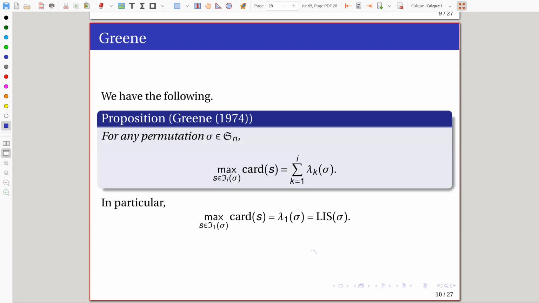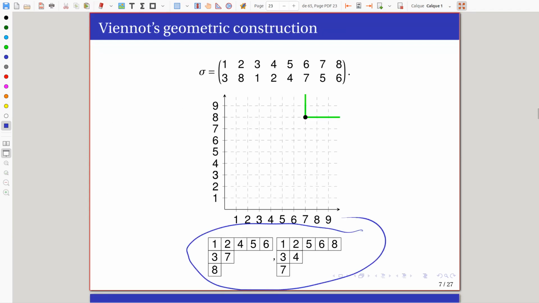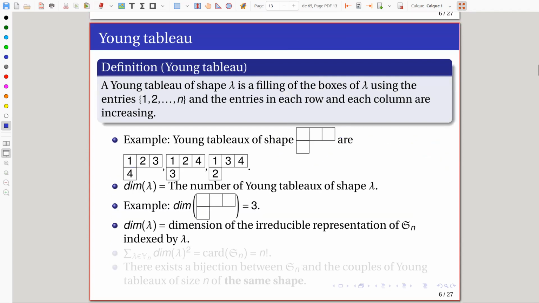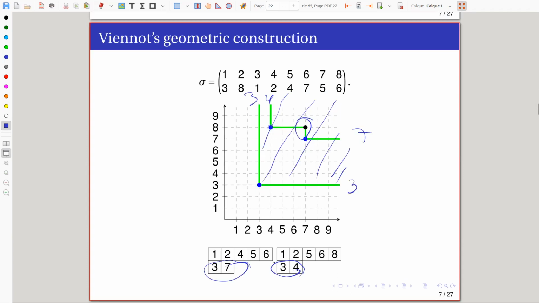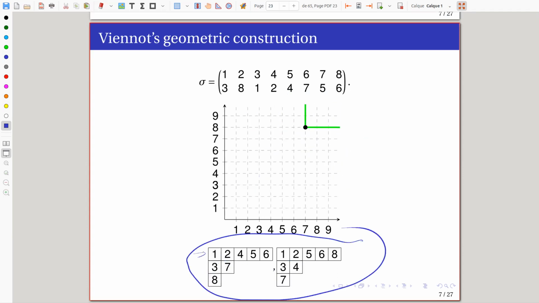And so the description of the other lines is the following. The length of a maximum element of I_k is exactly the sum of the k first rows. To say it in other words, if we go back to our example, here the longest increasing subsequence is of length 5, but if you take two increasing subsequences, you can put them together to have two increasing subsequences. The sum of their lengths will be 5 plus 2.